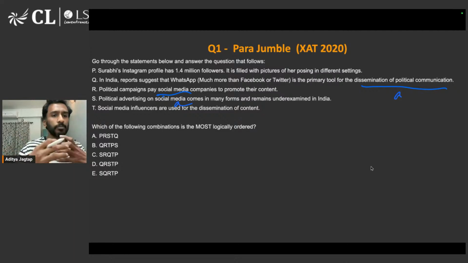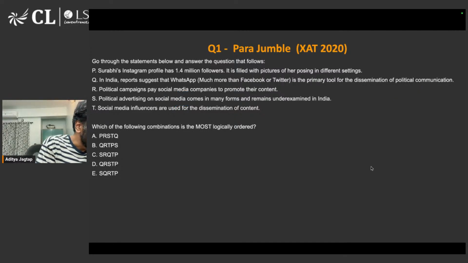So if you notice, while I'm reading up towards sentence P, I'm building up a rough idea of the main point of the author, and I'm looking for information such that I can make some kind of mandatory pair. All right. Then sentence P: Surbhi's Instagram profile has 1.4 million followers. It's filled with pictures of her posing in different settings.